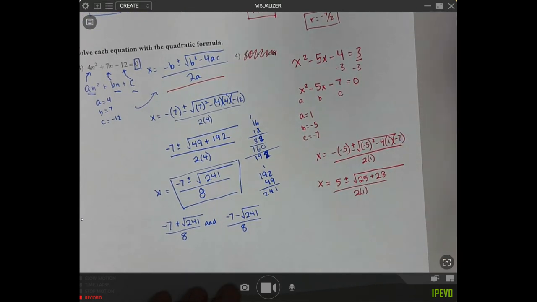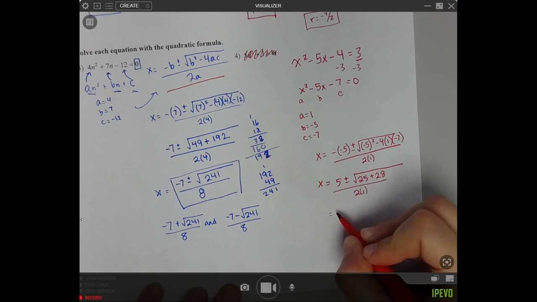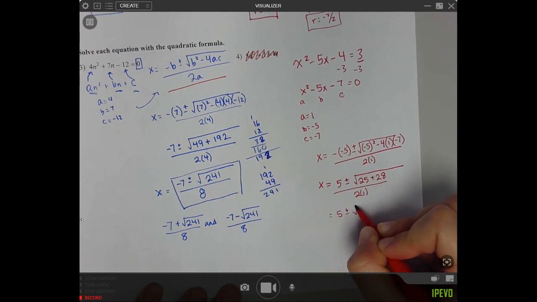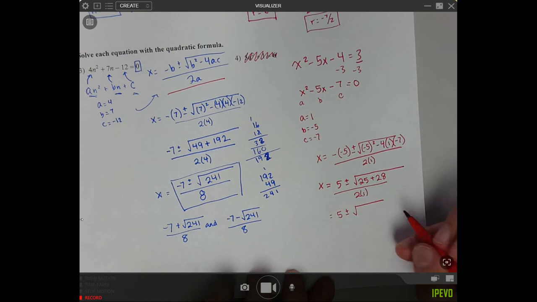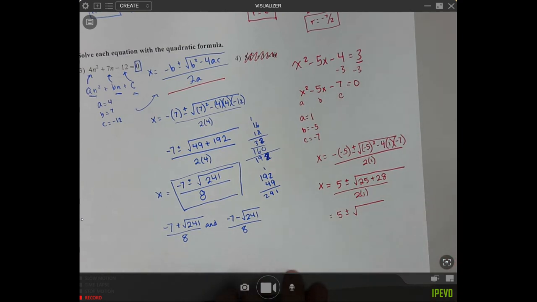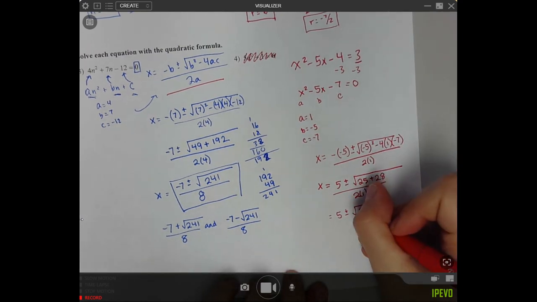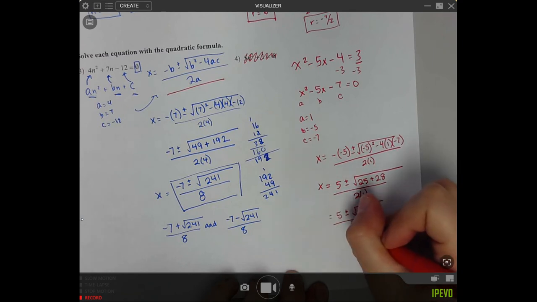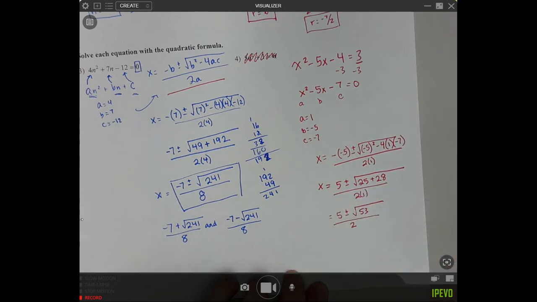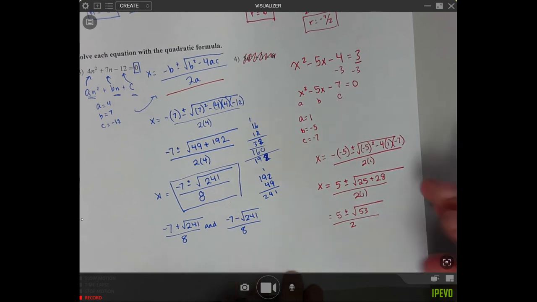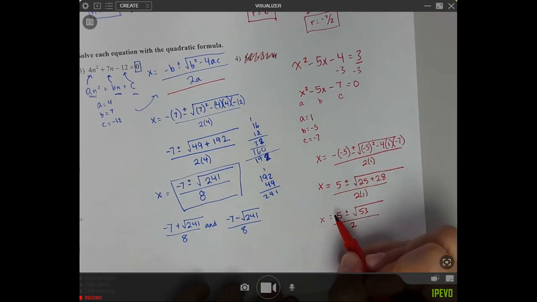We're going to keep going. So equals 5 plus or minus the square root of 25 plus 28. 25 plus 28 is 53. All over 2. And again, there's nothing that we can take out of all of this. There's nothing else we can do to simplify. So this is going to be our answer.